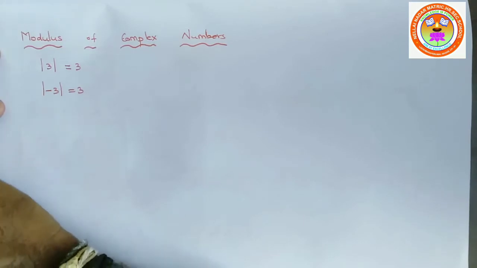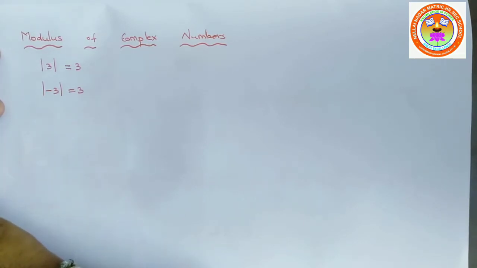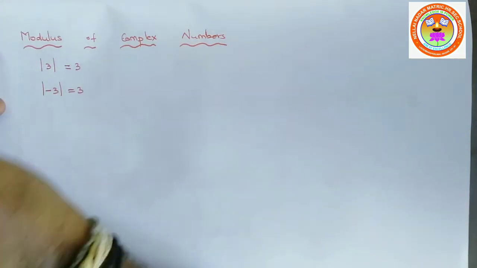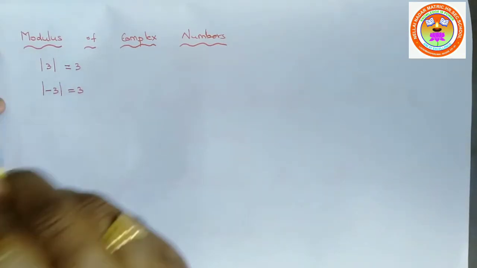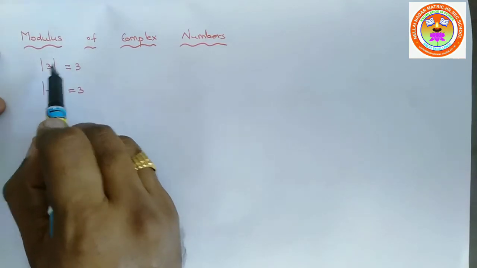What is my modulus in lower standards? Modulus of 3 is nothing but 3, and modulus of minus 3 is equal to 3. I am going to choose only the positive values. Why? What is meant by modulus? First of all, the modulus is nothing but the distance between the origin and 3. The distance between the origin and 3 is nothing but 3.